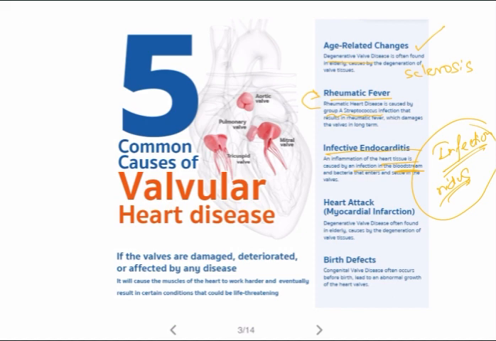So this infection can cause a valve disease or vegetations over the valve causing valvular diseases. The fourth one is heart attack, myocardial infarction. Degenerative valve diseases are often associated with elderly people, but heart attack can cause acute onset lesions like mitral regurgitation. This is one which usually will be there following MI.